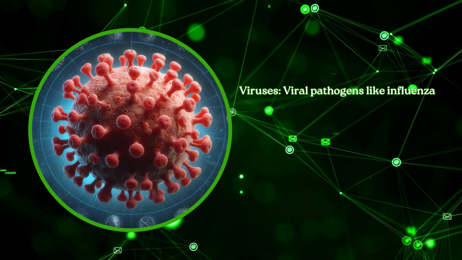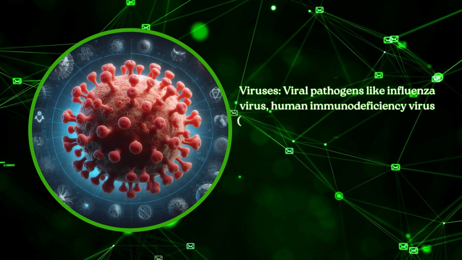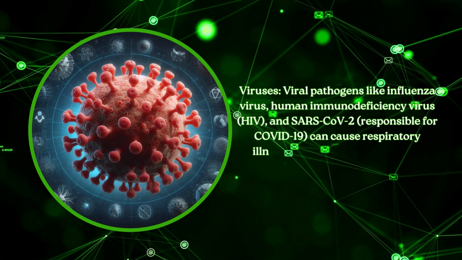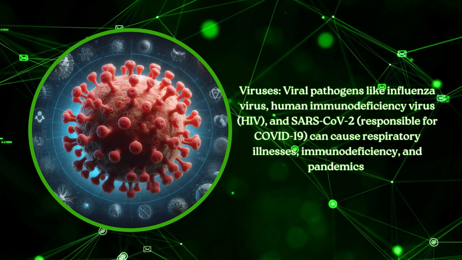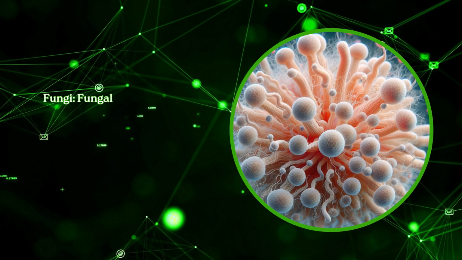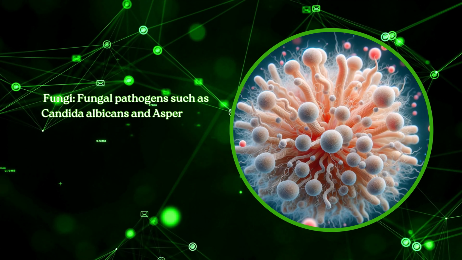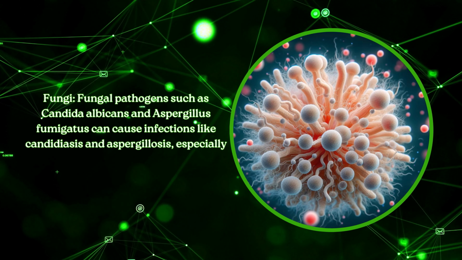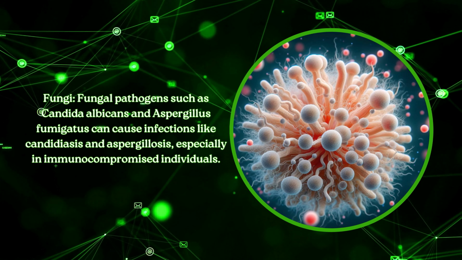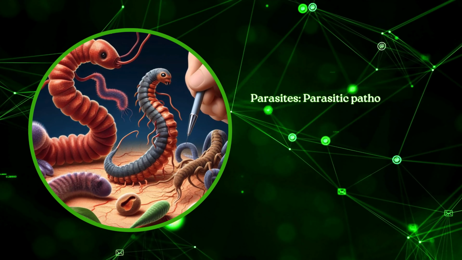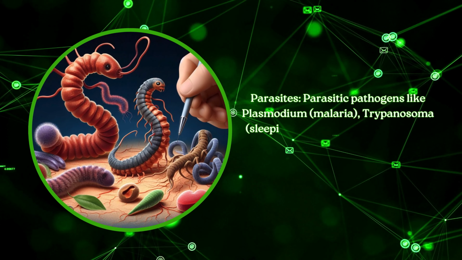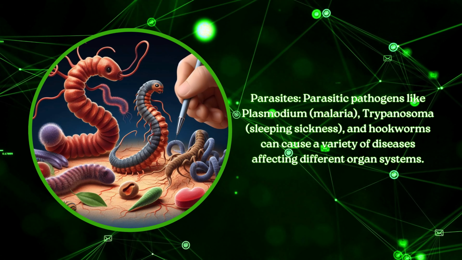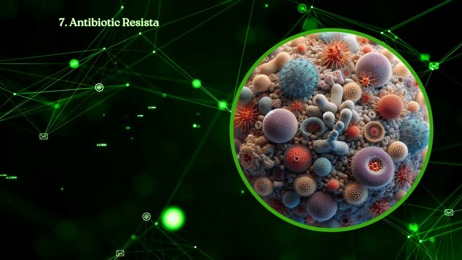Viruses. Viral pathogens like influenza virus, human immunodeficiency virus, HIV, and SARS-CoV-2, responsible for COVID-19, can cause respiratory illnesses, immunodeficiency, and pandemics. Fungi. Fungal pathogens such as Candida albicans and Aspergillus fumigatus can cause infections like candidiasis and aspergillosis, especially in immunocompromised individuals. Parasites. Parasitic pathogens like Plasmodium, malaria, Trypanosoma, sleeping sickness, and hookworms can cause a variety of diseases affecting different organ systems.